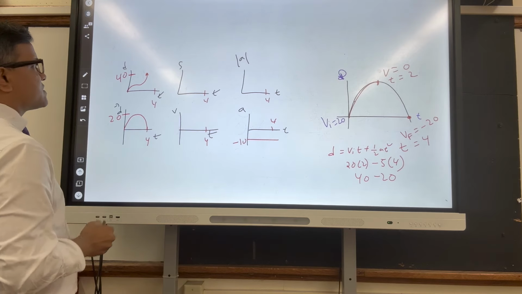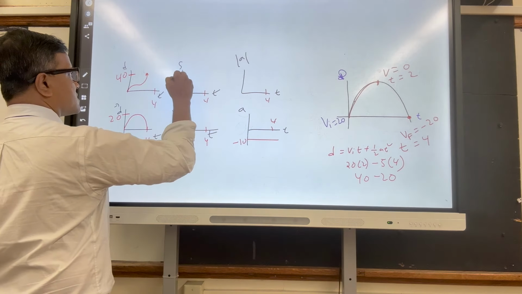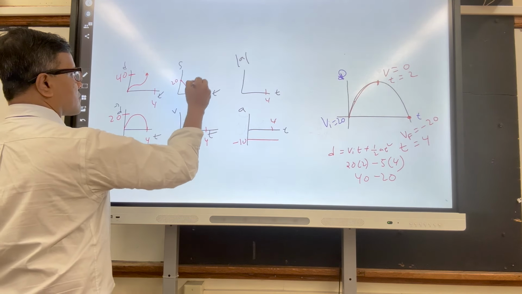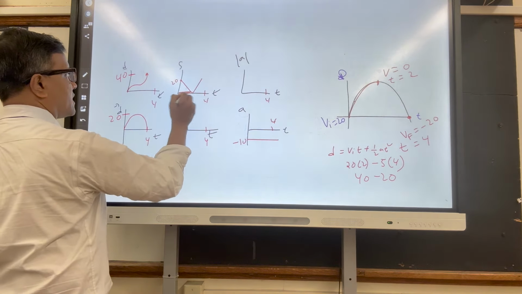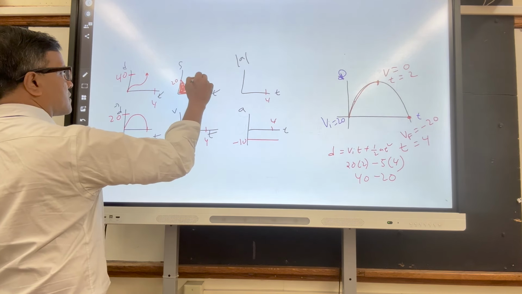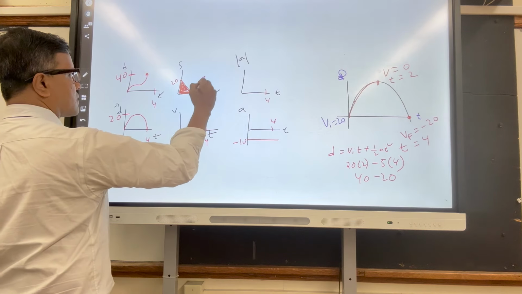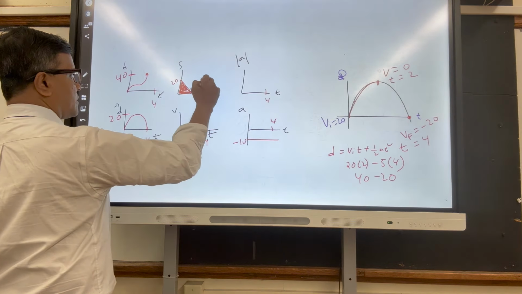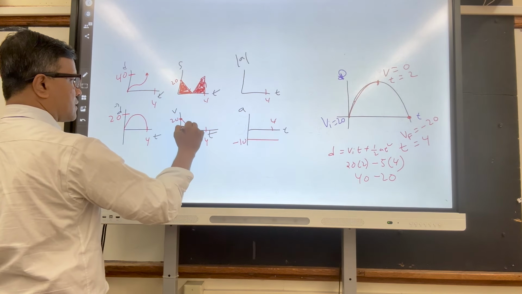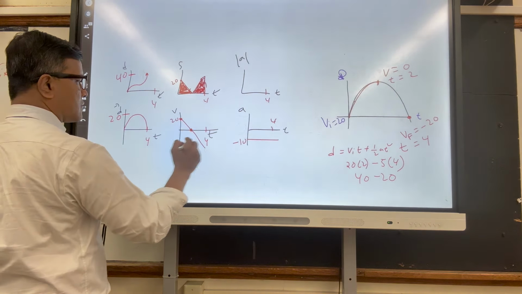Okay, so now speed. This is 20. This is 0. This is 20 again. Area under the curve. Okay, and velocity. This is 20. This is 0. This is negative 20.